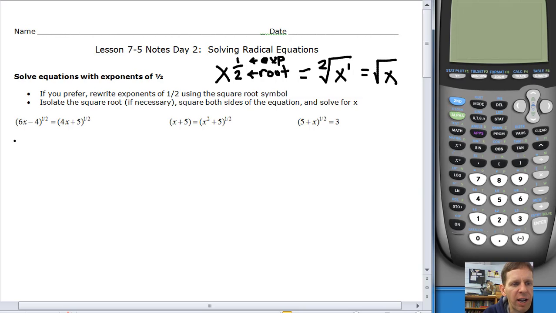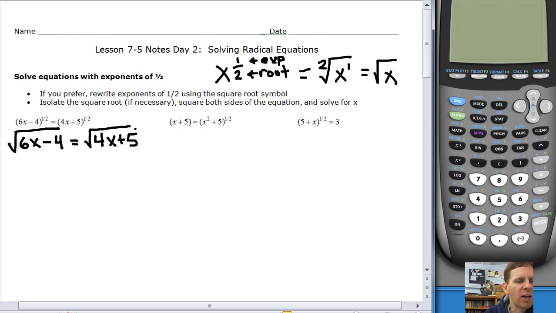So wherever we see this 1/2 power, if you would rather write it as a square root, you can do that. And that's what we're going to do in this first problem. We're going to change both of these 1/2 powers to square roots. On our second step, it says isolate the square root if necessary. Square root both sides of the equation and solve for x.